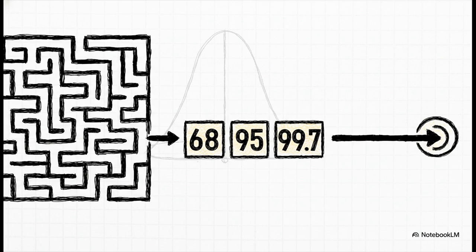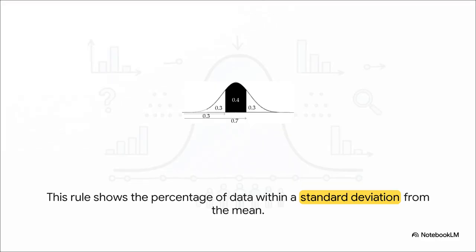Now, the key to this whole thing is a concept called standard deviation. Don't let the name scare you. Just think of it as a standard step, or a fixed amount of distance away from the average, which is right in the center of the curve. The empirical rule uses these steps to predict exactly where most of the data is going to be.